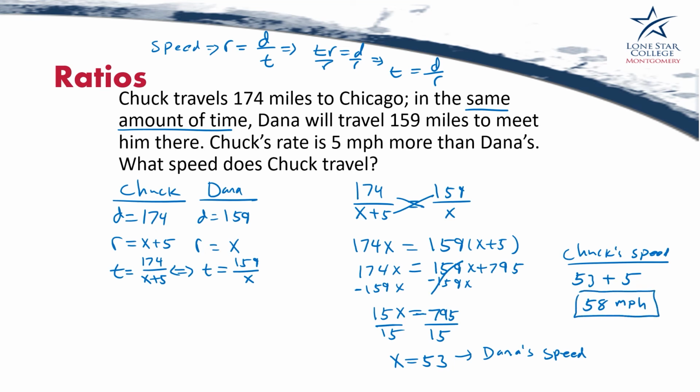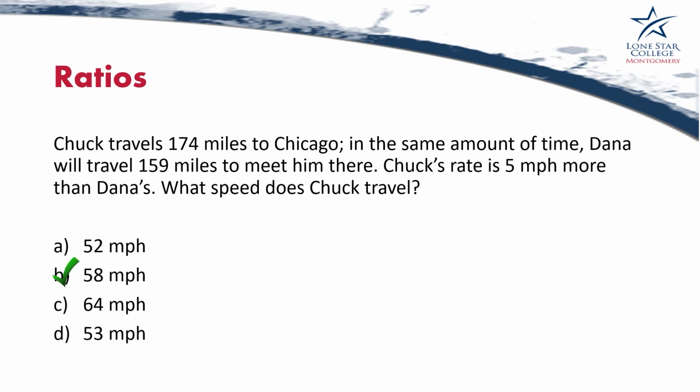Like we said before, always go back to your question and reread what it's asking for. So the answer is B, 58 miles per hour. And again, you see that D, 53, Dana's speed also shows up. So you always want to double check.